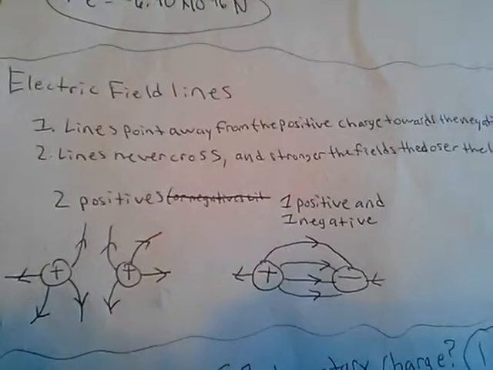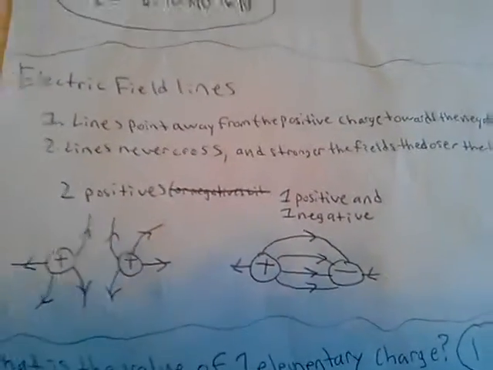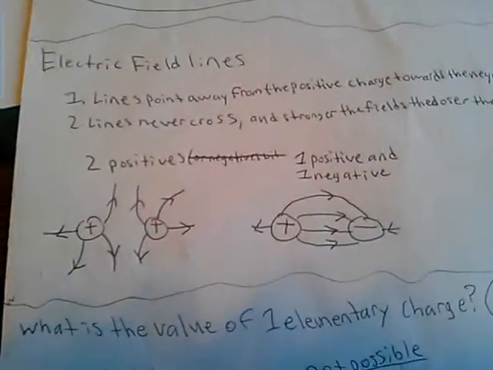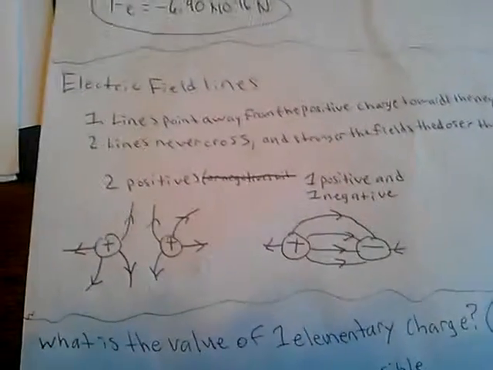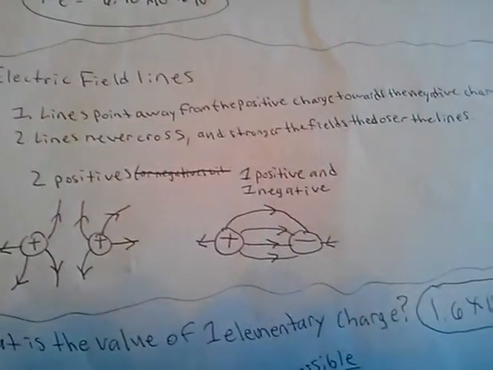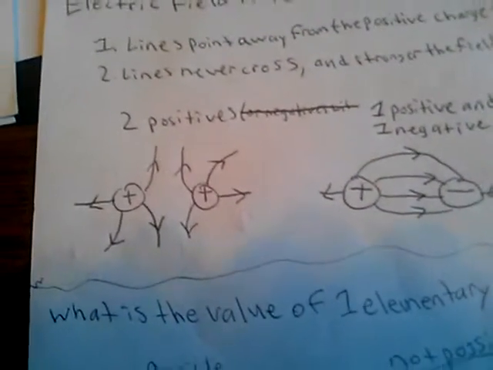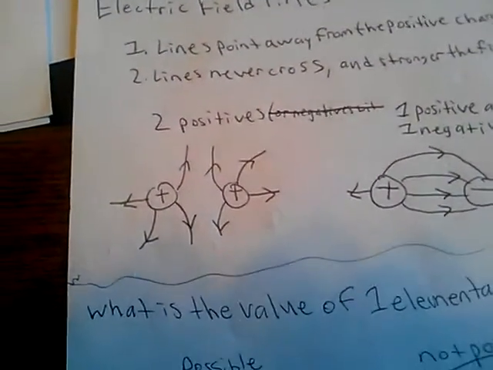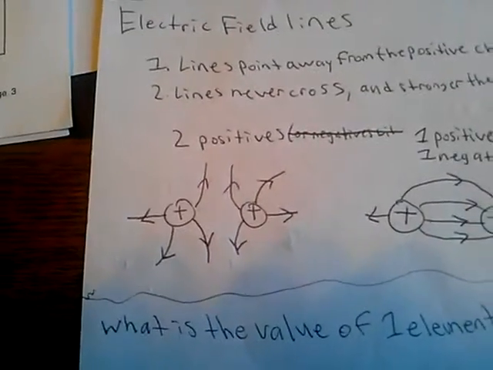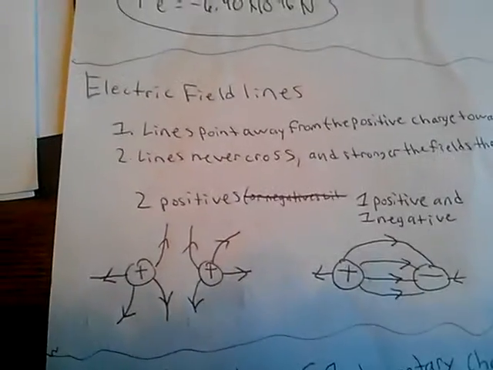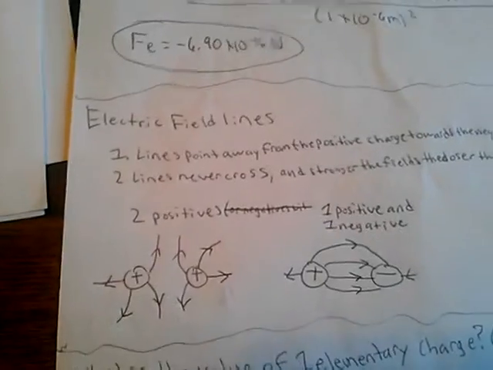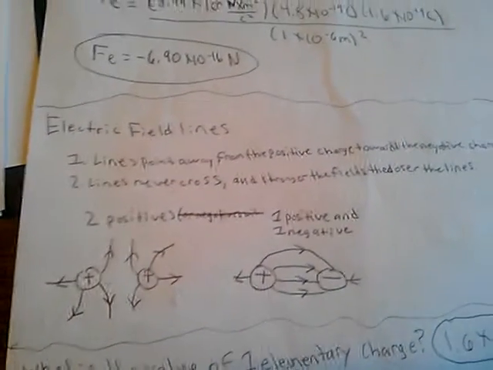Okay, this is electric field lines. These are once again things you just have to know. You don't really look at the reference table. So what you need to know is lines point away from the positive charge and always towards the negative charge. As shown here, even when there's only positives, it's always pointing away. And let's say that those were negatives, they'd be pointing inwards. And then two, the lines never cross, and the stronger the field, the closer the lines become.